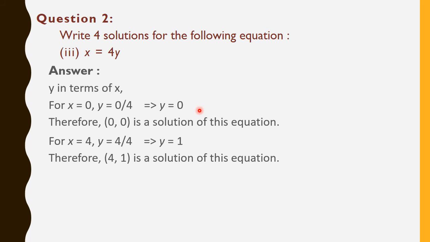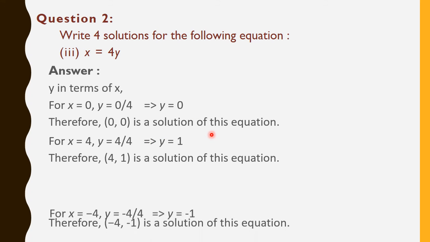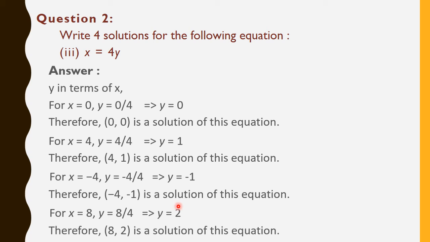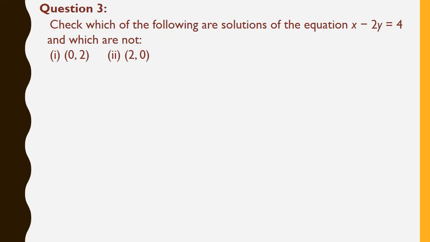Similarly, let's put x equals 4. So we'll get y equals 4 by 4, that is equal to 1. So (4, 1) is the solution of the equation. Here we are taking all the multiples of 4 so that we can divide by 4. Next, x equals minus 4, y is equal to minus 4 by 4, that is equal to minus 1. Therefore, the solution is (minus 4, minus 1). And next, for x equals 8, y is equal to 8 by 4, that is equal to 2. Therefore, the solution will be (8, 2).